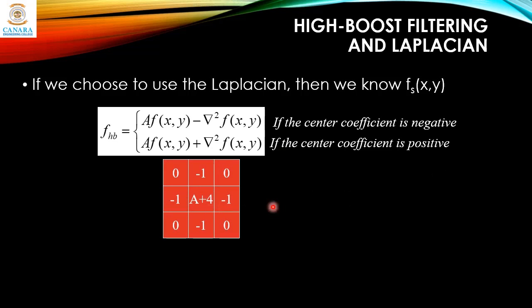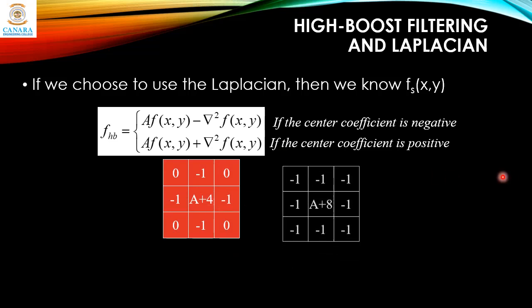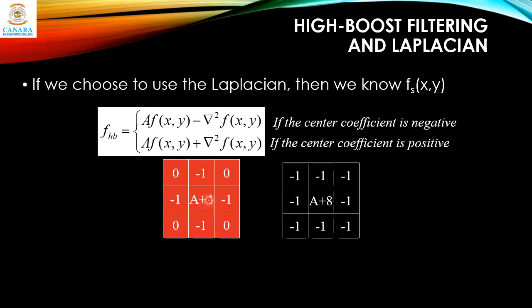So this is how the filter looks. A plus 4, where 4 is the Laplacian. If you just write 4, you are adding A. Okay, so A plus 4. This is the boosting factor here. And again here for the mask with the center as 8. So this is about high boost filtering and the Laplacian.